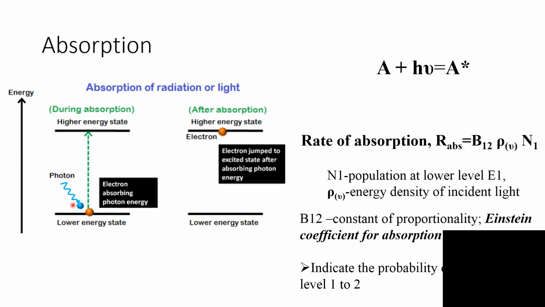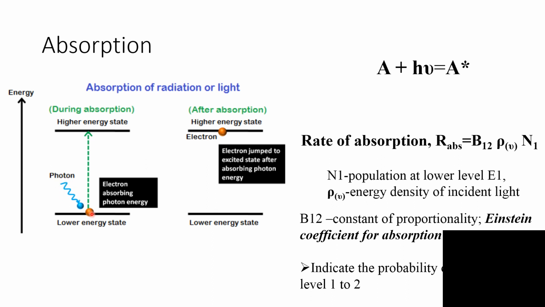Okay, and the next is the energy density of incident light. This means the energy density of this photon. If this photon has very low energy, this electron will never absorb it unless this energy is equal to the energy gap. So the rate of absorption is proportional to two basic things: the population of energy level N1 and the energy of the incident photon.